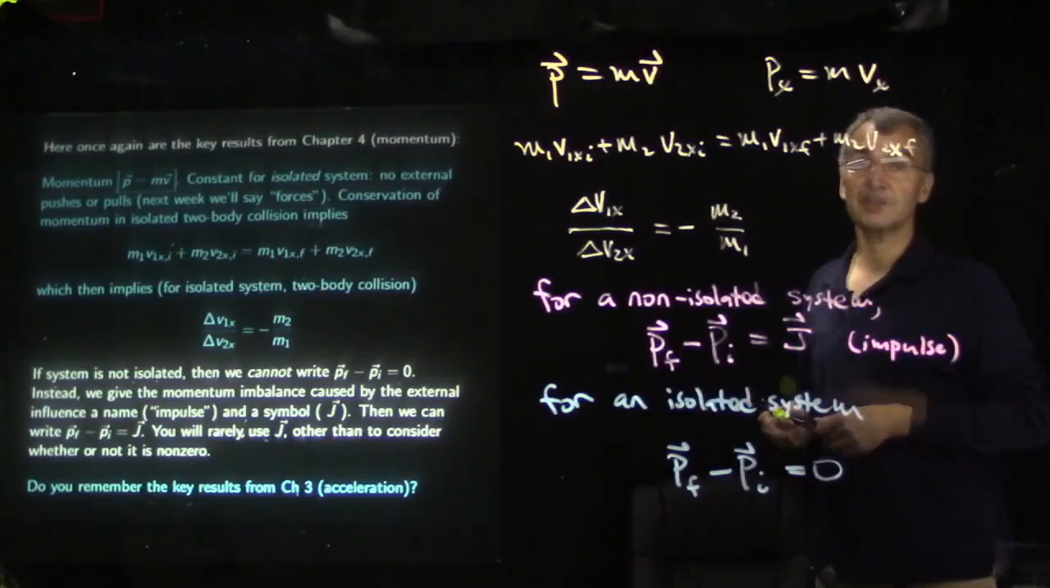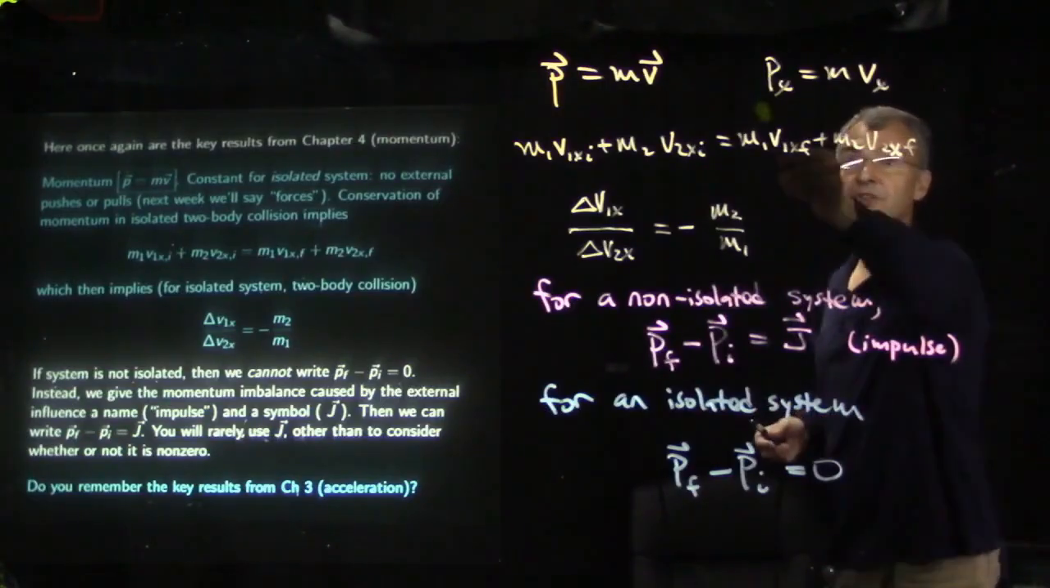In one dimension, we'll just deal with the x component. P sub x is m times v sub x. The x component of momentum is the mass times the x component of velocity.